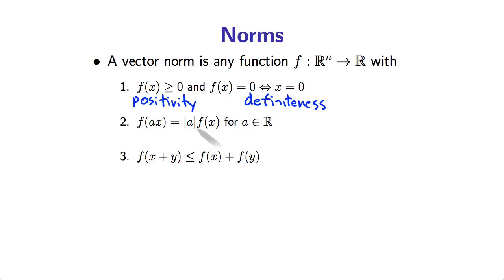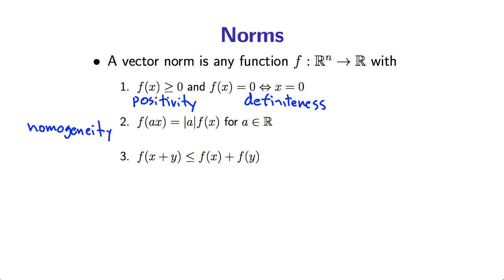Another important property, which is called homogeneity, is that if we take a scalar value a and we take the norm of a times x, this is equal to the absolute value of a times f of x. So multiplying x by a scalar value scales that norm by the absolute value of that scalar.